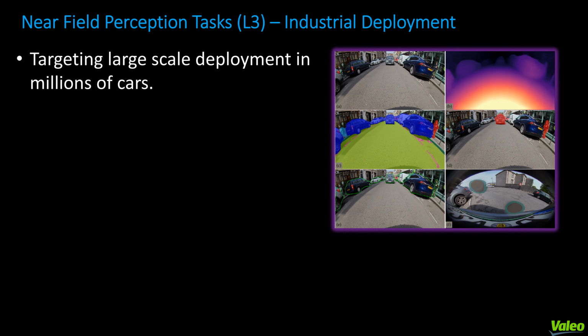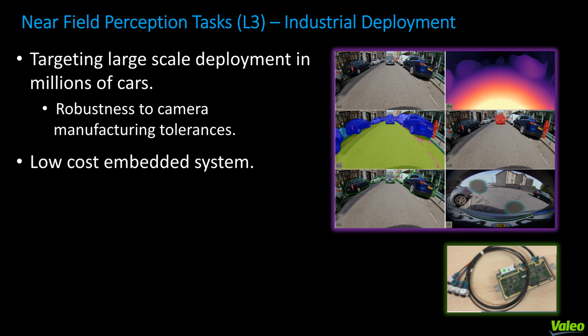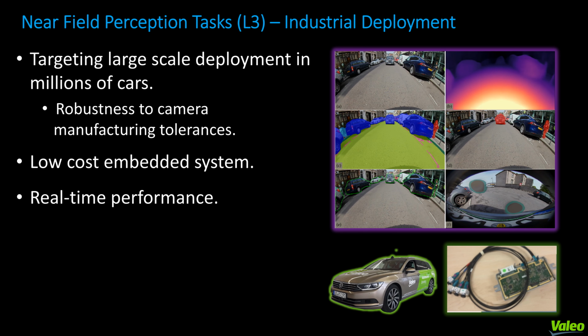Our work is targeted for large-scale industrial deployment of these tasks in millions of cars. We need to consider critical practical factors such as the model needs to be robust to intrinsic camera variations arising due to manufacturing tolerances. A low-cost embedded hardware is needed for commercial reasons. The performance of these models needs to be real-time for driving scenarios. Model validation and safety certifications are required for compliance.